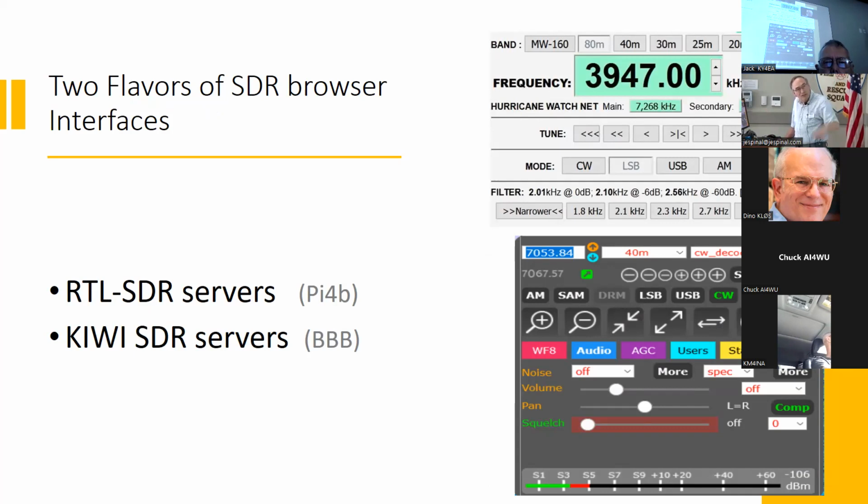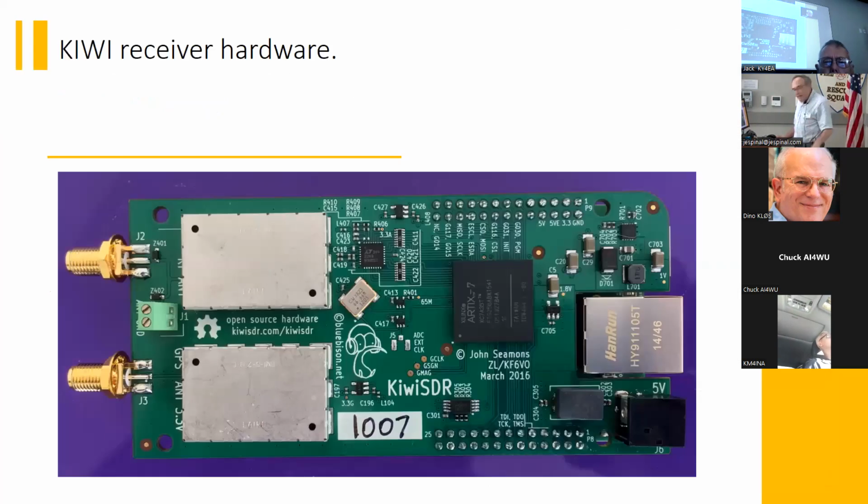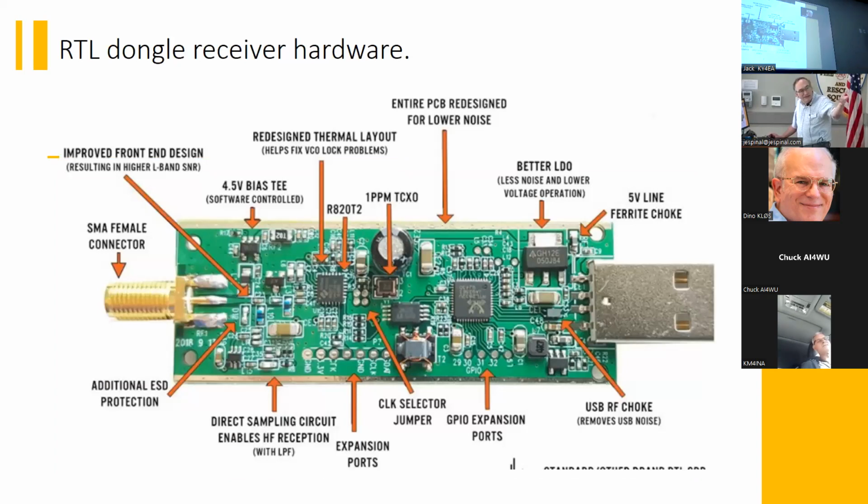The top one's based on usually an RTL SDR, the little dongles, and the bottom one is the higher powered Kiwi SDR software. And we'll try and go through some of that interface. So this is what the Kiwi, it's an open source project, and this is what the receiver looks like. And basically it's a little hat that you can put on top of one of those little single board computers. And RTL SDR, that's what they're inside, if you've ever wondered what's inside one of those little RTL SDR dongles.